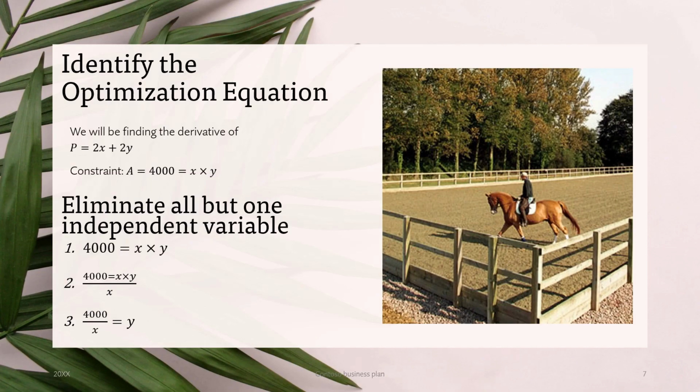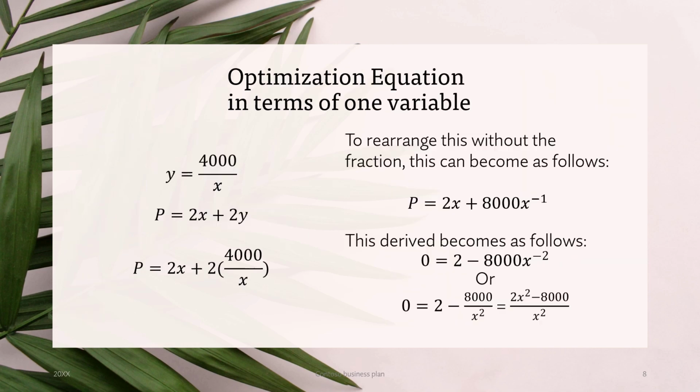So we'll be finding the derivative of the perimeter equation, which is 2x plus 2y. And our constraint is that the area, which equals 4,000, equals length times width, or x times y. So if we want to eliminate all but one independent variable, that means we'll have to do some substitution. So if we have 4,000 equals x times y, we divide by x on both sides, and we get rid of it on the right side of the equal sign, leaving us with 4,000 over x equals y.